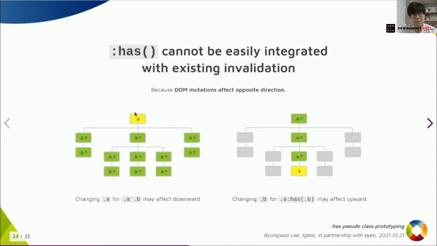And has also breaks this limitation. When we have a style rule using has and we have any mutation that affects the has state, then we need to find the possibly affected elements from the upward of the changed element instead of its downward. Due to this difference, the has invalidation cannot be simply integrated with the existing invalidation designs and optimizations.